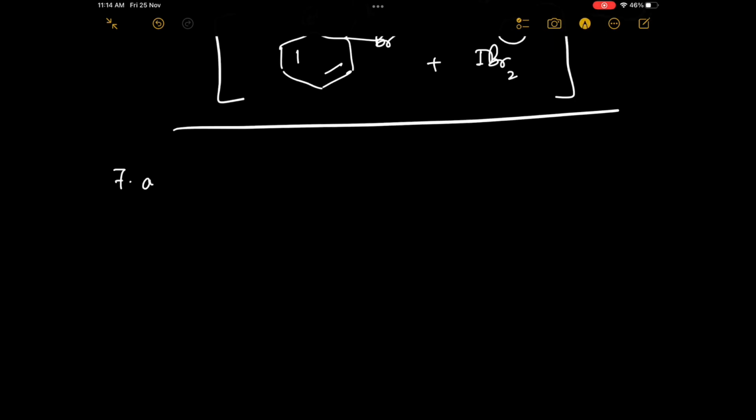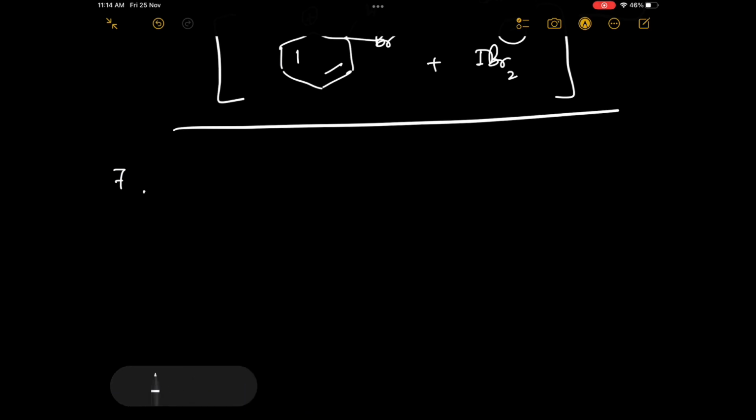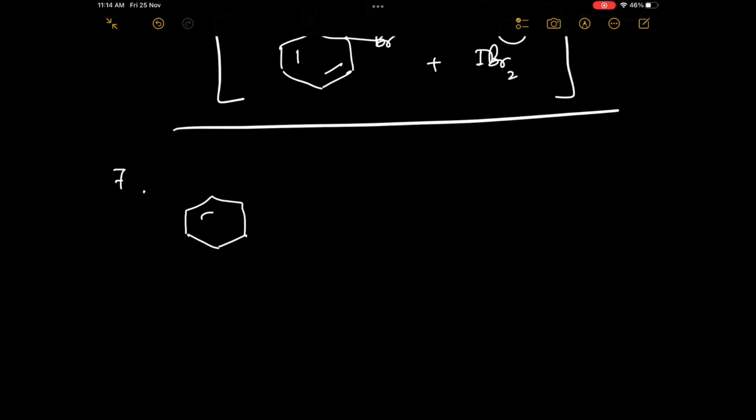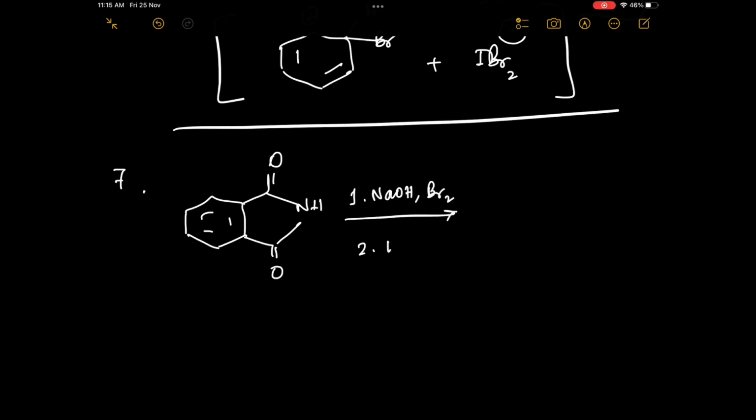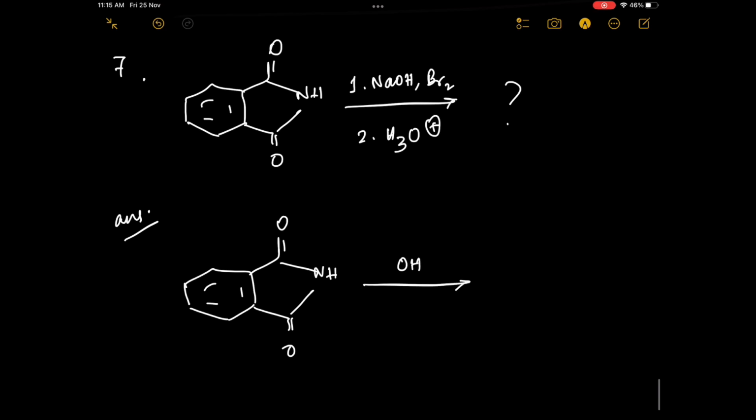Okay. So let's go to the 7th question. As you can see, this question is also a reaction question. Here we have been given this phthalimide type of compound, and we have been given NaOH and Br2, and also acidic media next, H3O plus. So we have to understand first what type of reaction is happening.